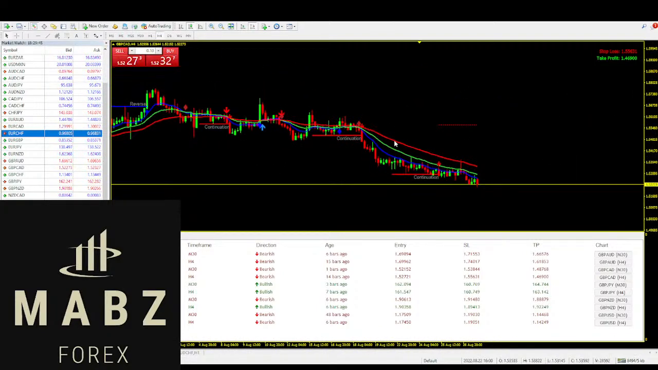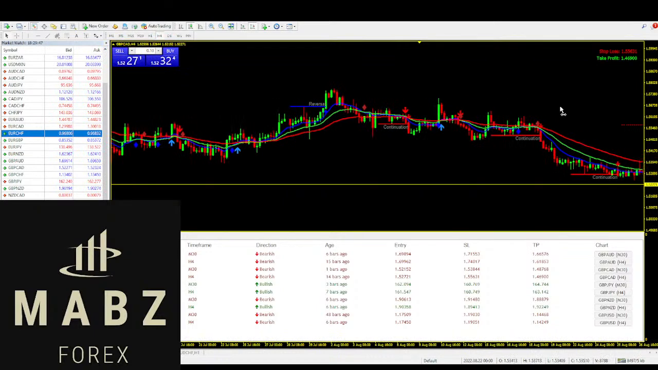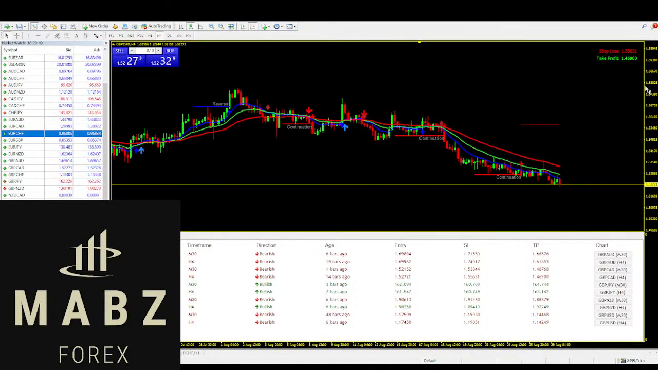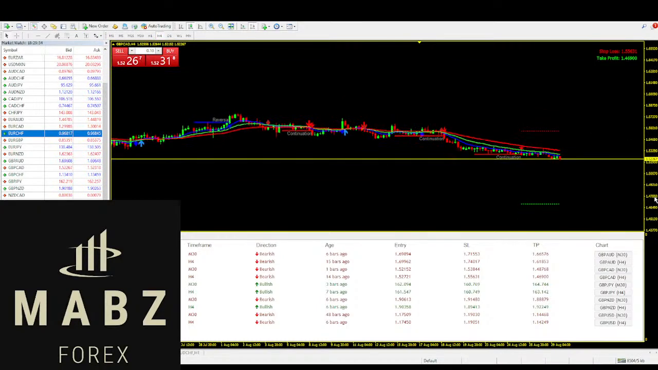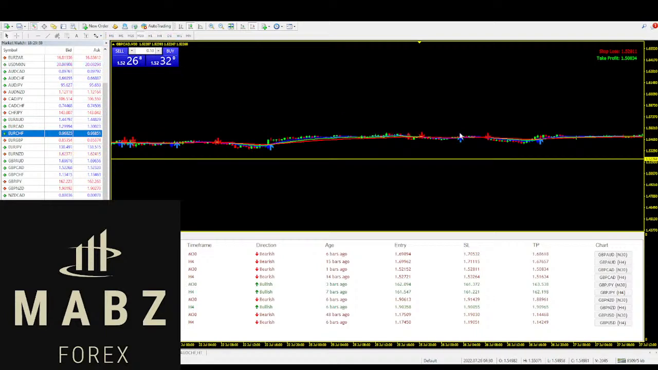GBP CAD, we're seeing a proper downtrend right there. You can see the market is moving down, and then we're getting a sell signal continuation entry right there. Stop loss is up here. This is the H4 chart. TP is down there. Let's see what's happening on the 30-minute chart.